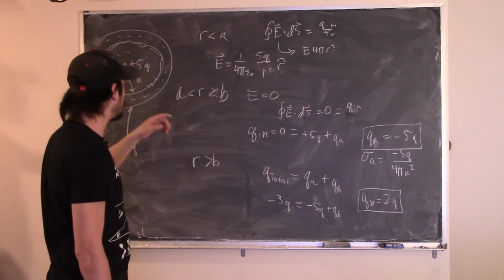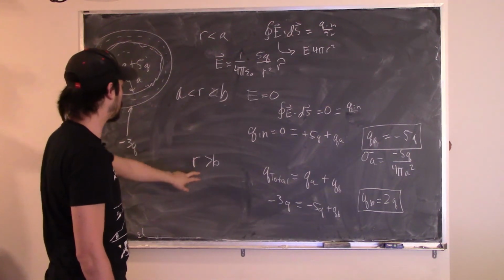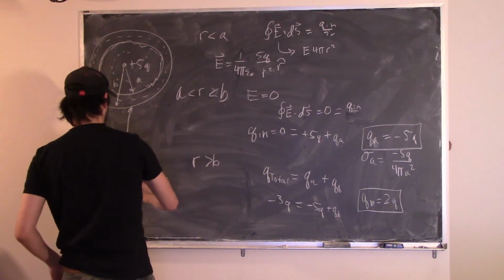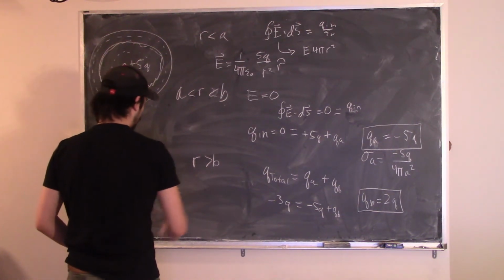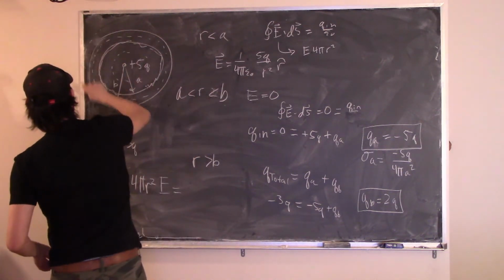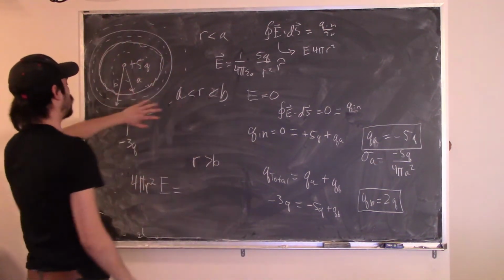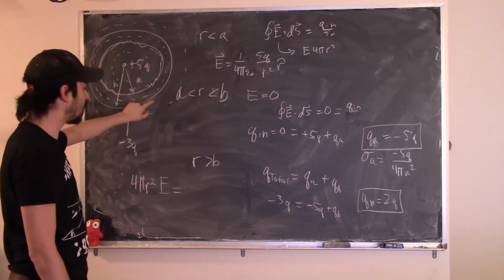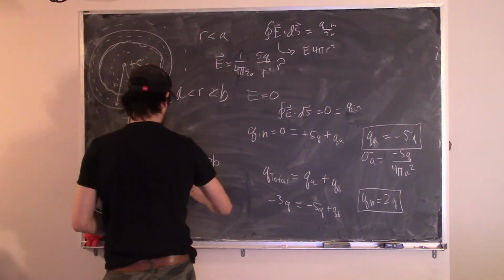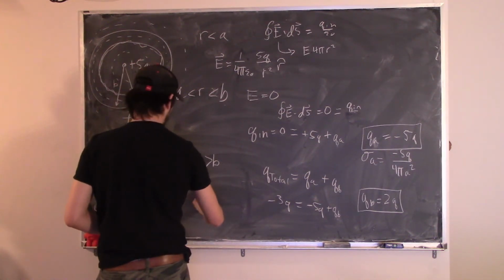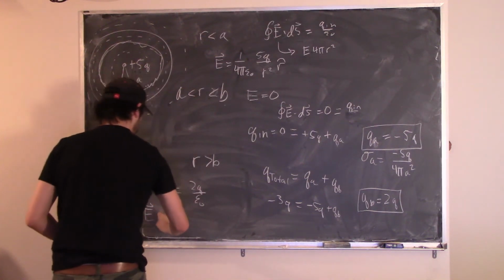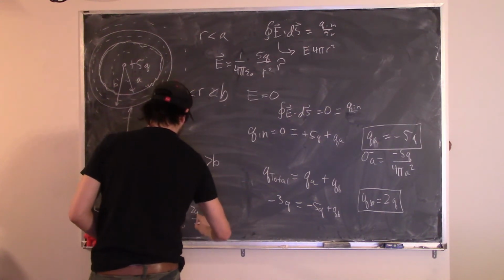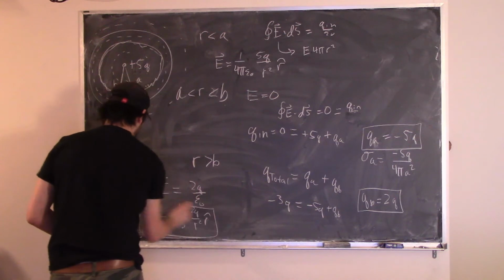Okay. Now, the last thing that we need to do is find what the electric field is in the region R is greater than B. So this is going to say that 4 pi R squared times E is going to be equal to Qn over epsilon naught. So here's our Gaussian surface. Qn is just the total charge that's inside here, and so that says that this is going to be the 5Q minus the 3Q on the conductor. So that's going to say that this is going to be 2Q divided by epsilon naught, and so E vector is going to be equal to 1 over 4 pi epsilon naught times 2Q divided by R squared times R hat.